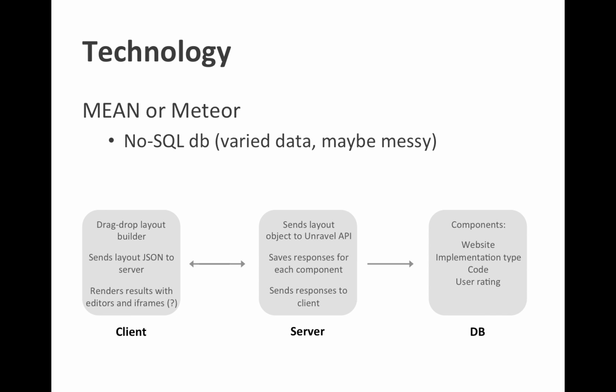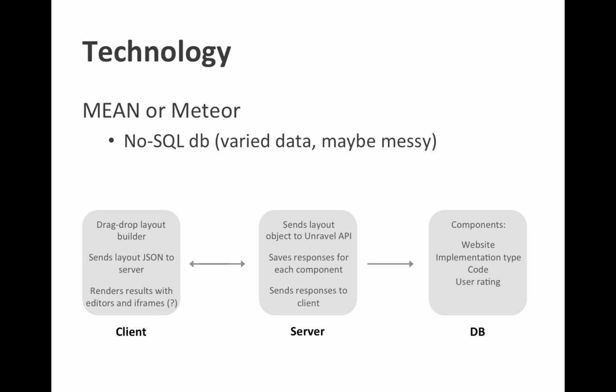On the technology side of things, the main thing is that since there's so much information being passed back from the Unravel API and being passed to the Unravel API, that data is going to be pretty messy and very varied from component to component. And ideally, these responses from Unravel should be cached within the application, so that it can also serve as a library of components and their implementation methods. So I want to use a NoSQL database, and considering familiarity, that leaves me with MEAN or Meteor, leaning more towards the MEAN stack side of things.